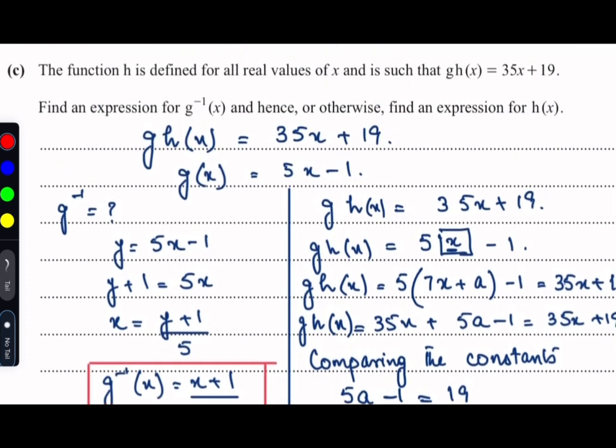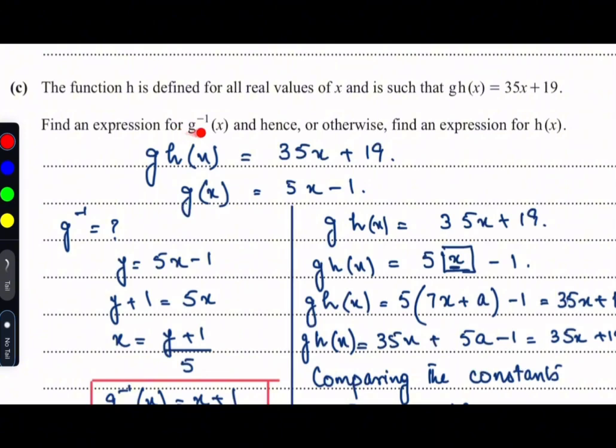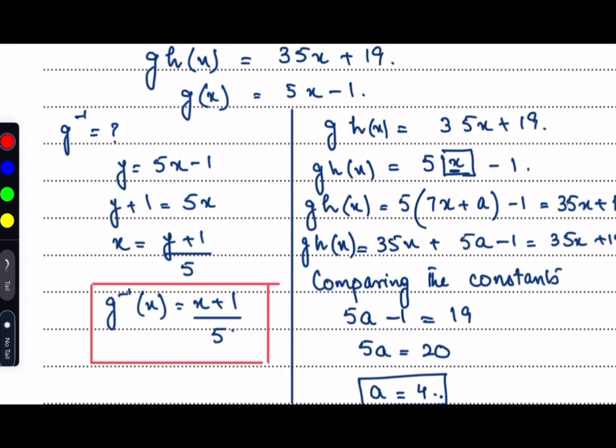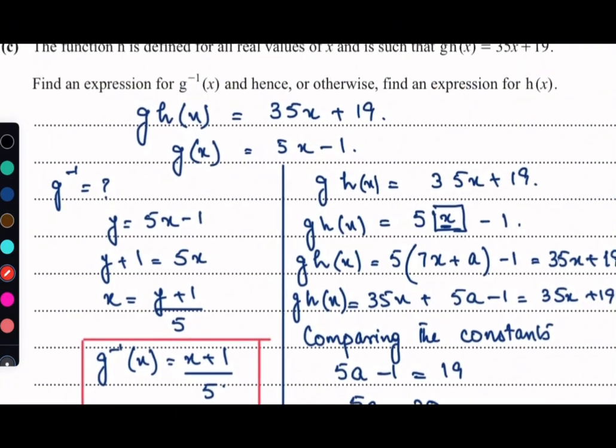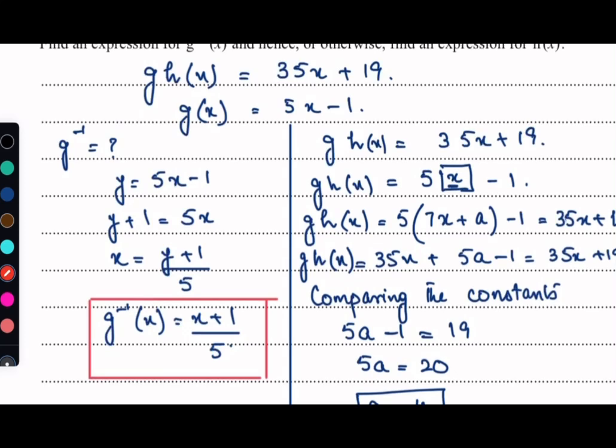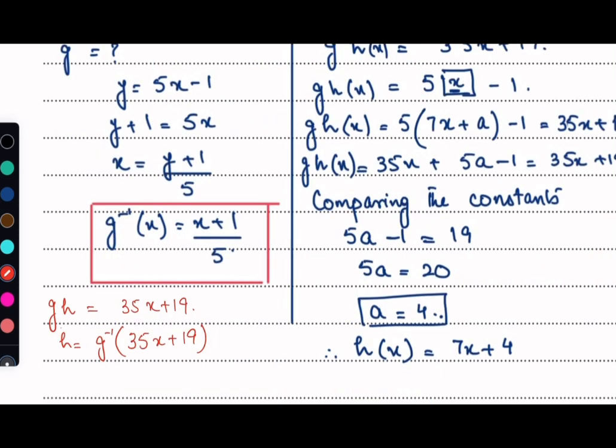Now, if they would have asked for the g inverse function, then how to get my h function? That's the second solution that I am writing out here. It's g of h, which is equal to 35x plus 19. So I can say h equals g inverse of 35x plus 19.